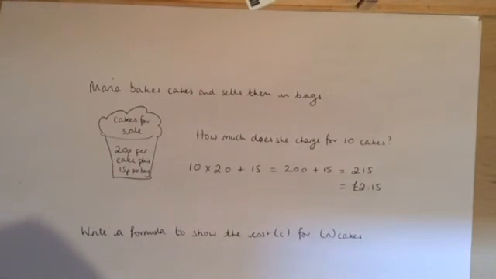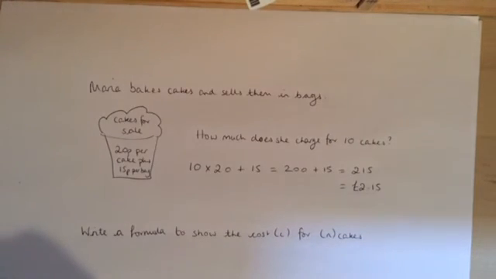The next part of the question asks us to write a formula to show the cost. So if the cost is C, using this letter C, and the number of cakes is N, what would the formula be based on what we've just done here? Okay, pause the video, have a go, and then restart when you're ready to go through the answer.